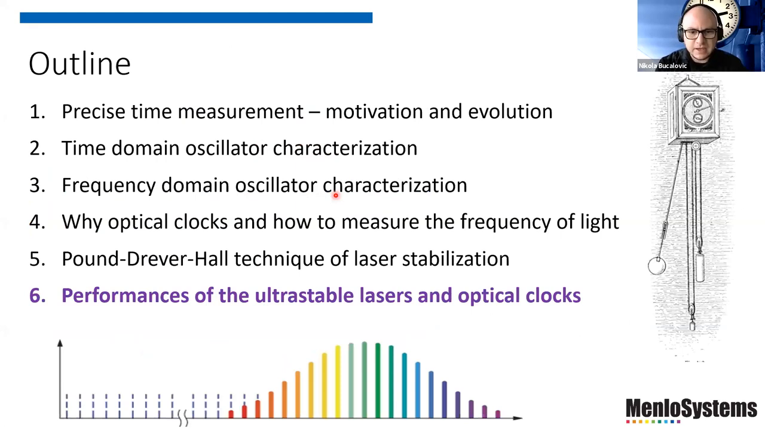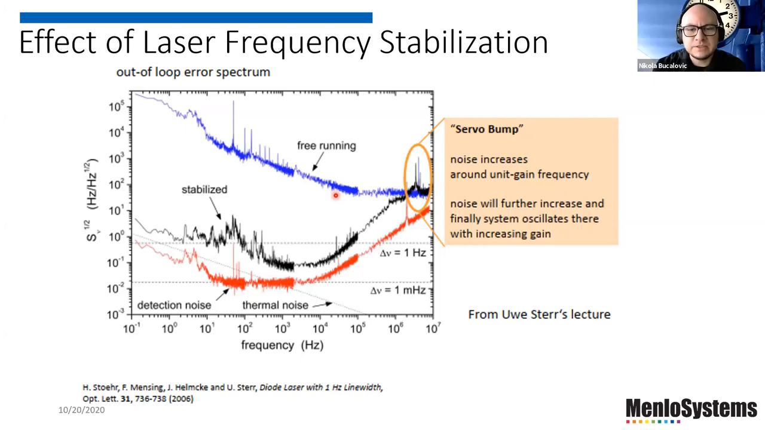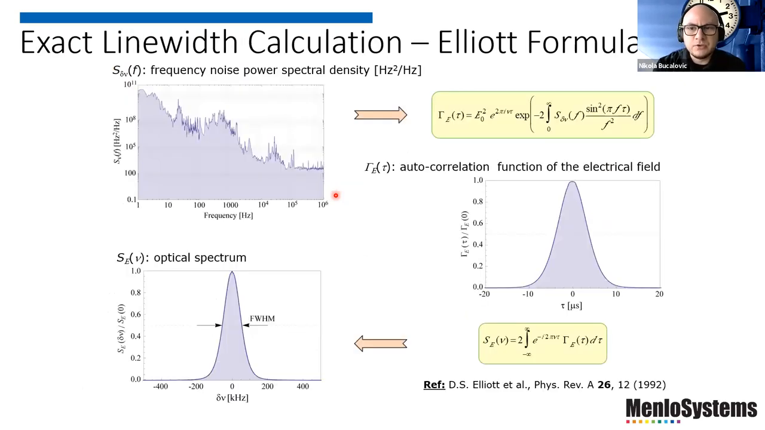And now the final part is the performance of the ultrastable lasers used as a local oscillator for the optical clocks. This is how the noise of your laser, we spoke about the noise in the beginning, in this case the frequency noise, looks like before and after the stabilization. And if you have the frequency noise of your laser at disposal, if measured, you can use it to calculate the line width, but you have to be aware that in this process of extraction of the line width, you have a two-step numerical integration where you have to introduce the limits of integration in your frequency noise spectrum.